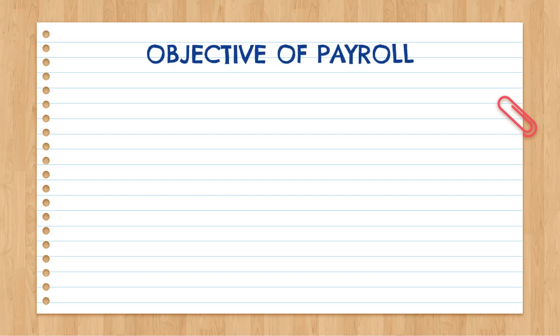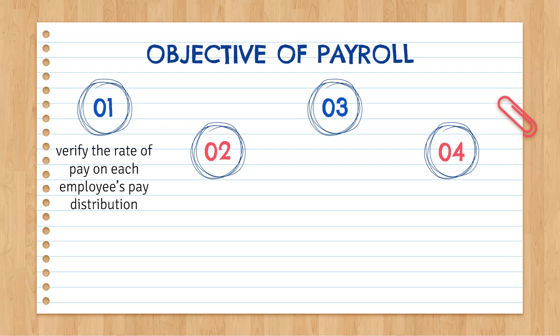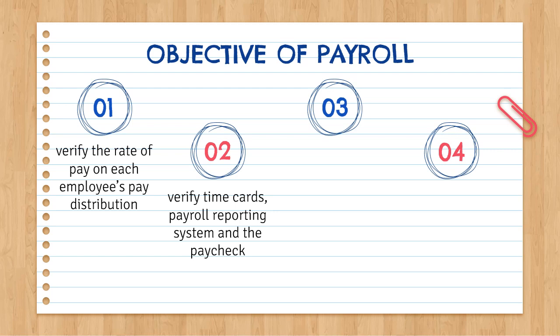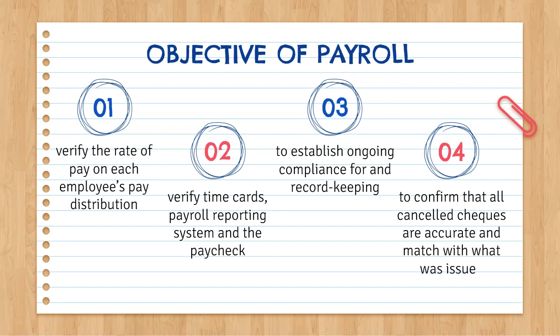The second thing that we should know about payroll is the objective of payroll. There are actually 4 objectives of payroll. The first one is to verify the rate of pay on each employee's pay distribution. The second one is to verify time cards, payroll reporting system, and the paycheck. The third one is to establish ongoing compliance and record keeping. And the last one is to confirm that all cancelled checks are accurate and match with what was issued.